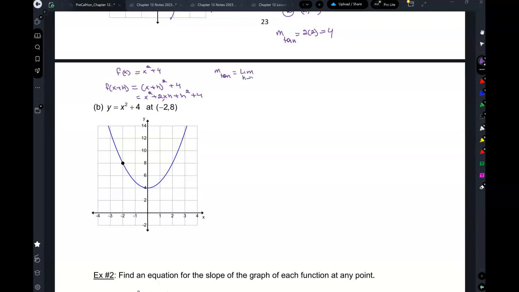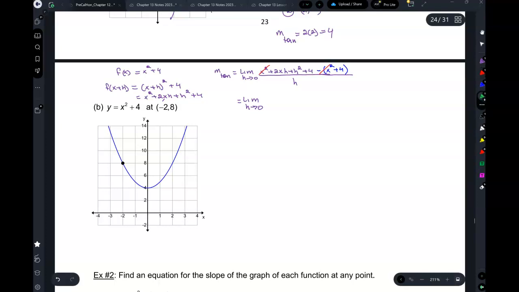This is equal to the limit as h approaches 0 of f of x plus h, so that's what I just found, plus 4, minus f of x. And what's f of x? x squared plus 4. All over h. So take a look. Here I have x squared minus x squared. These will go away. Also 4 minus 4, those will go away. So what I have left is 2xh plus h squared all over h.